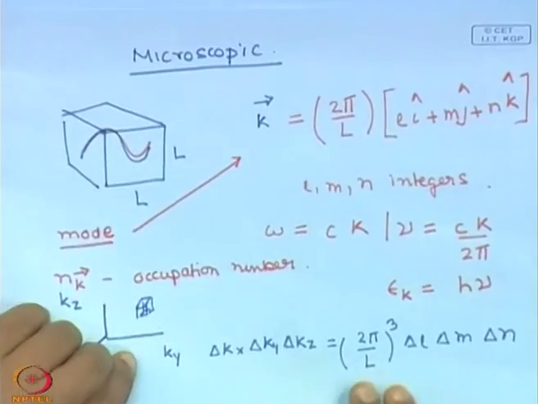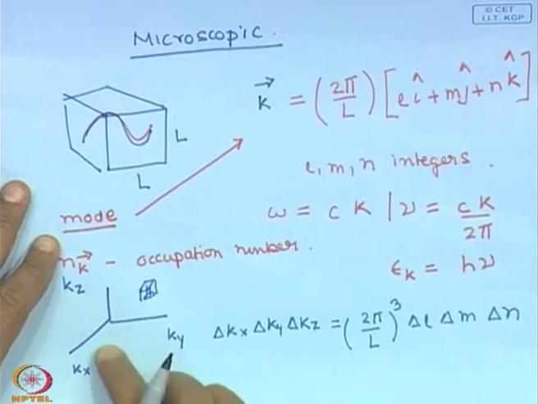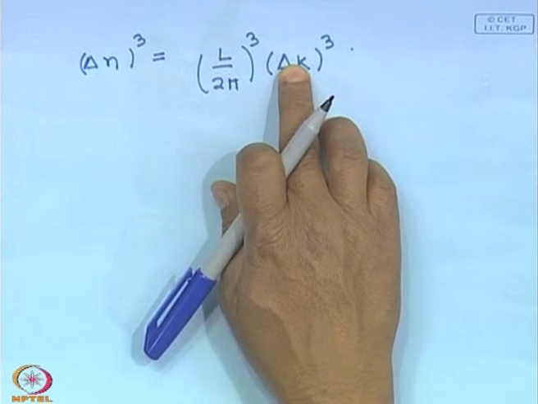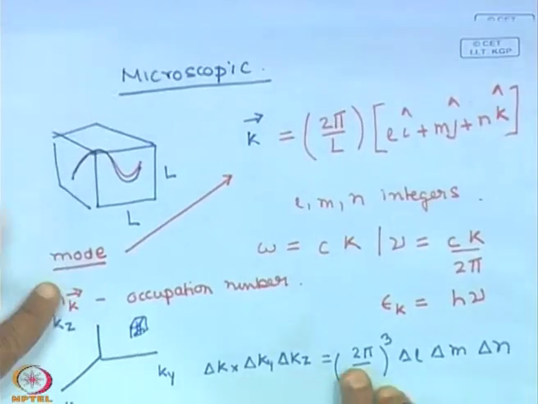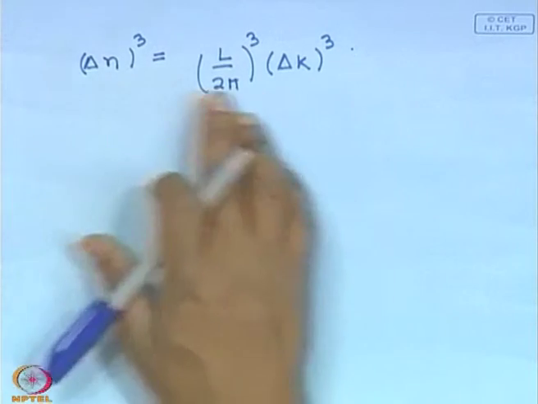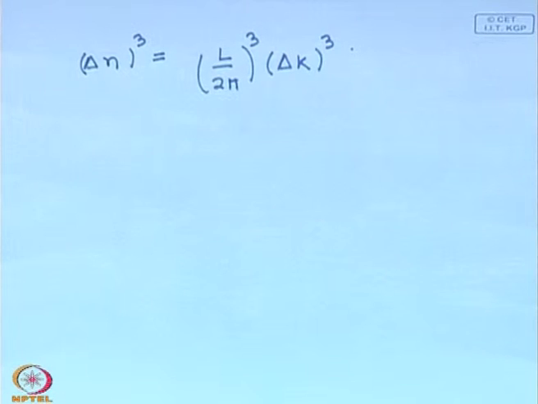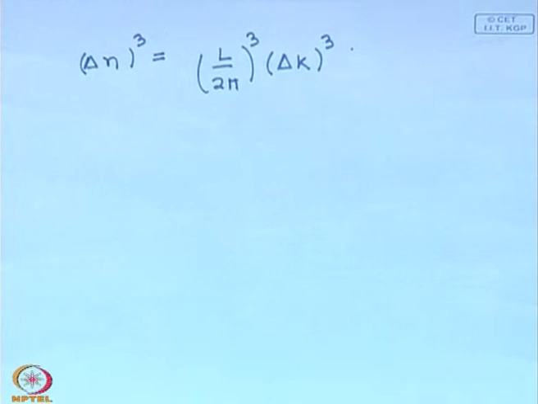So, the number of modes in this volume element in this space of wave vectors, delta k cube, that is delta k x, delta k y, delta k z, if I multiply this by L cube and divide by 2 pi cube, this gives me the number of modes that are there in this volume element in the wave vector space. That is essentially delta l into delta n into delta m. So, this is the number of modes.